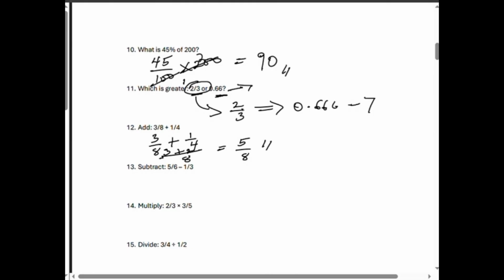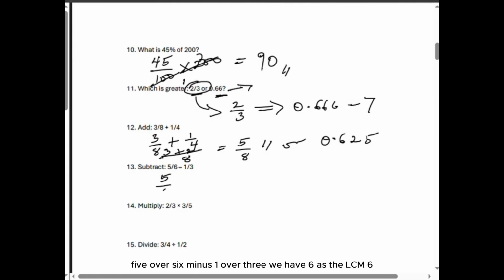And so we have, then if you put these in your calculator, you can also get the decimal, which is 0.625. Then question 13 says subtract 5 over 6 minus 1 over 3. 5 over 6 minus 1 over 3.